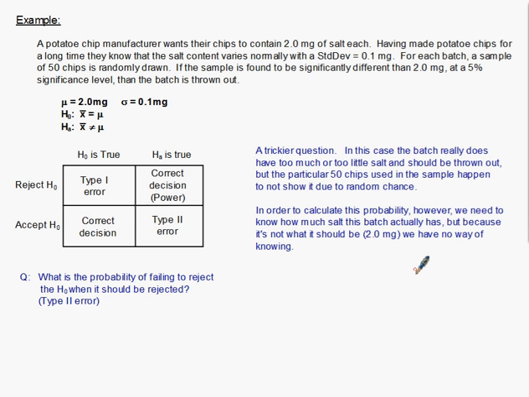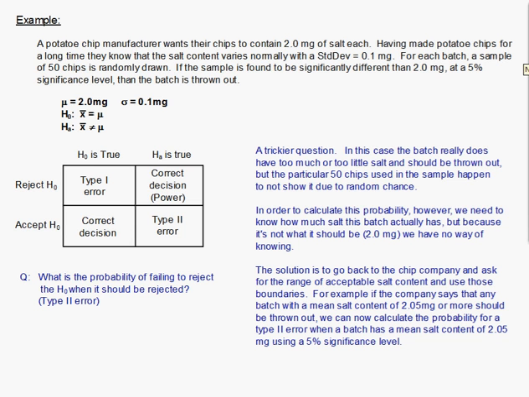So in order to calculate this probability, we need to know how much salt the batch actually has, right? In this case, maybe the one that we're going to be doing soon, it has too much salt. But we need to know how much salt it really has, the whole batch, the batch mean, because it's not what it's supposed to be. We actually don't know. It's something that we can't really determine very easily unless we literally measure every single chip in the whole batch.